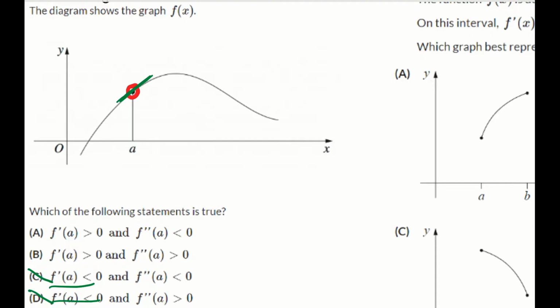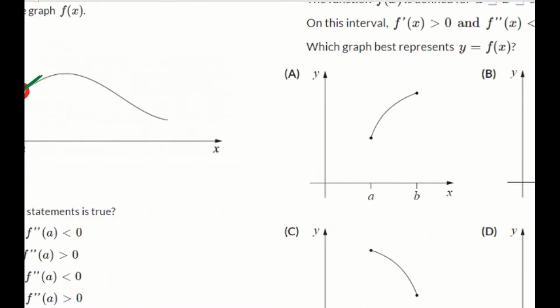So then it just leaves me with my concavity. At this point here, I'm concave down, which means I'm sad-faced because my second derivative is less than 0, it's negative, which leaves me with A. Easy. And they love putting these in multiple choice.